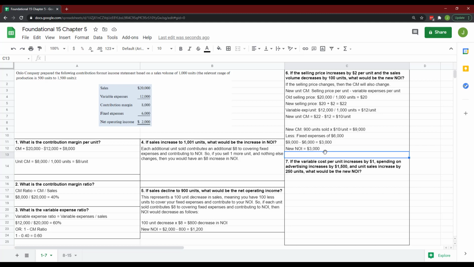Although they're selling 100 fewer units, each unit has more power in the impact that it has on net operating income. So it looks like in this situation, that would have been a good change for them if that was the actual impact that it had.